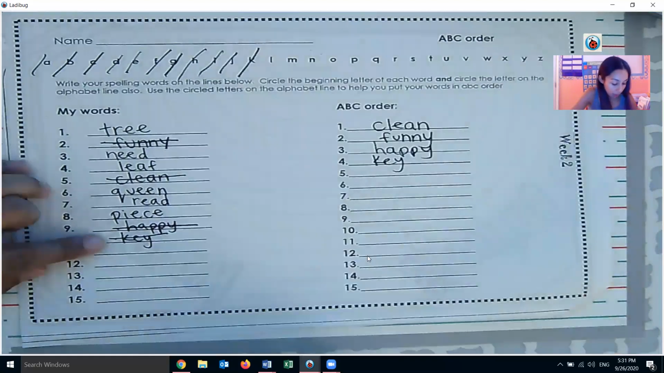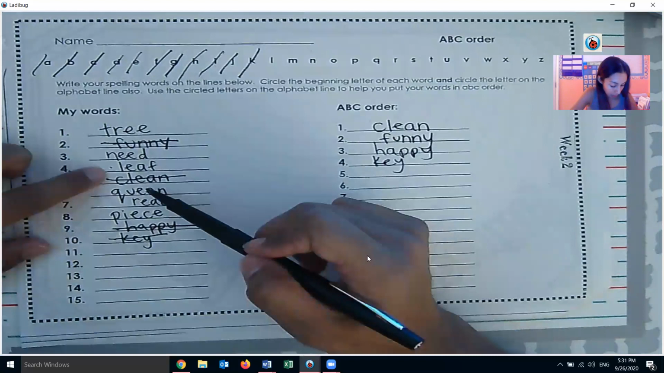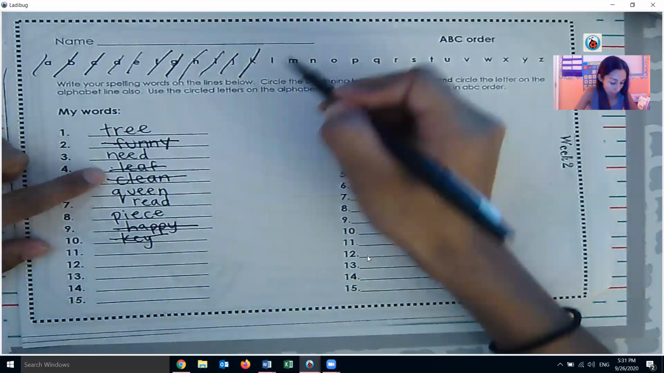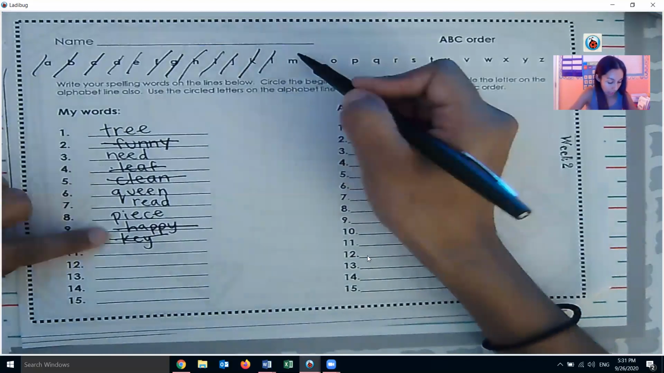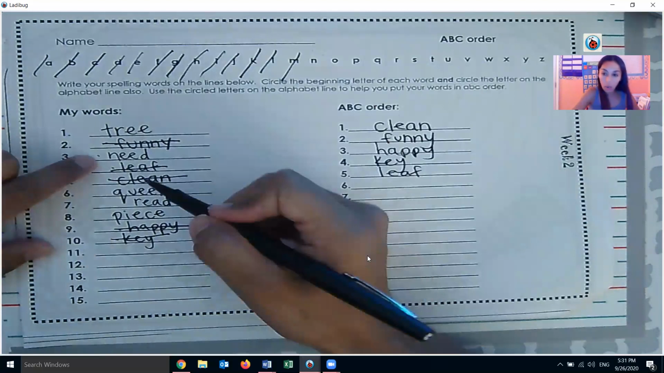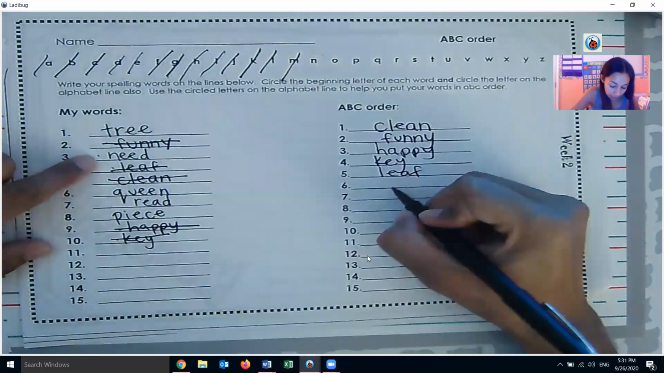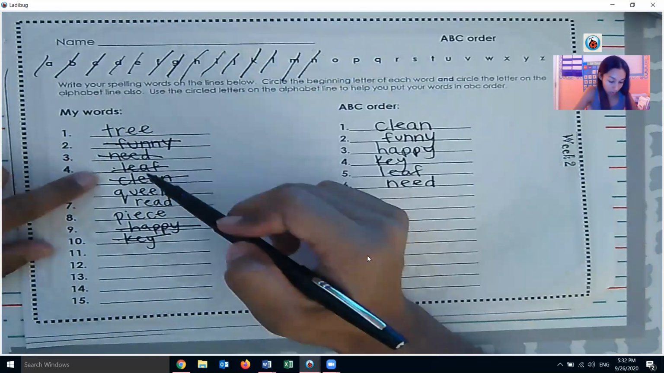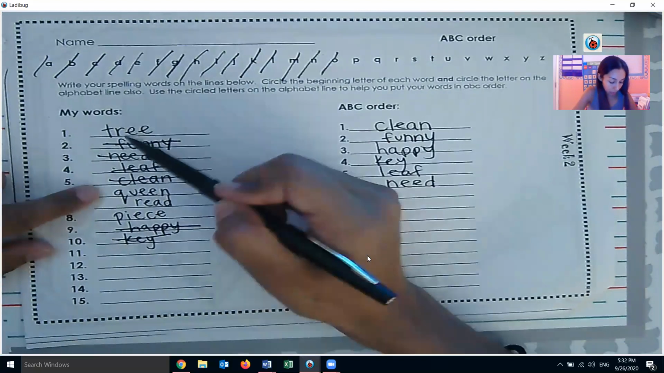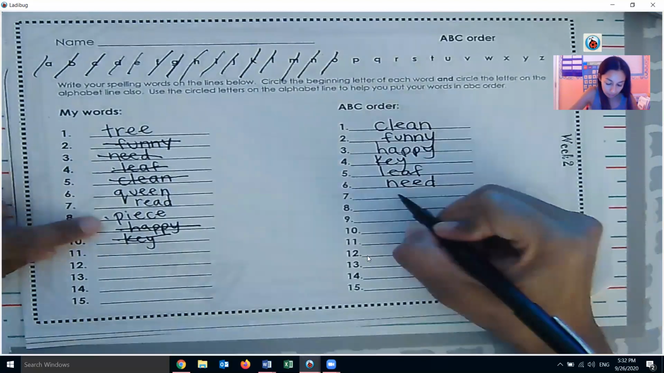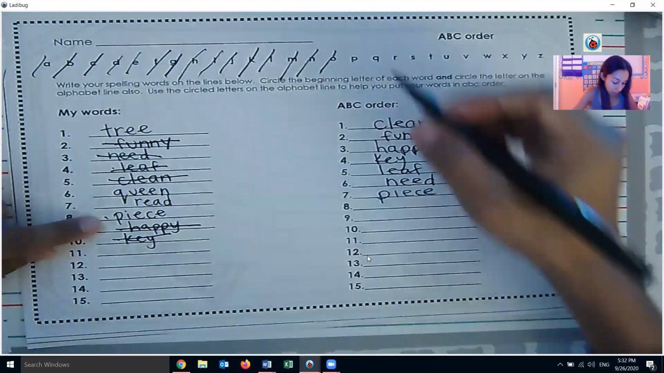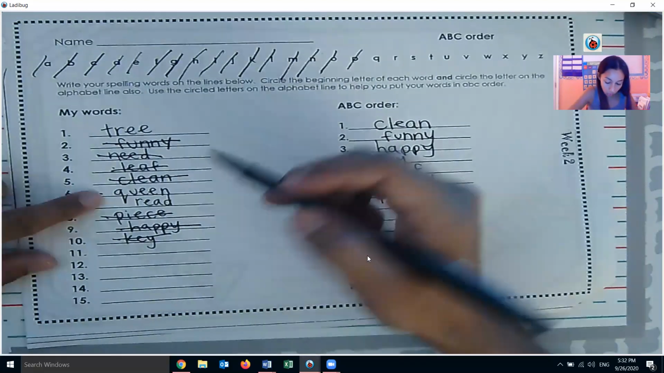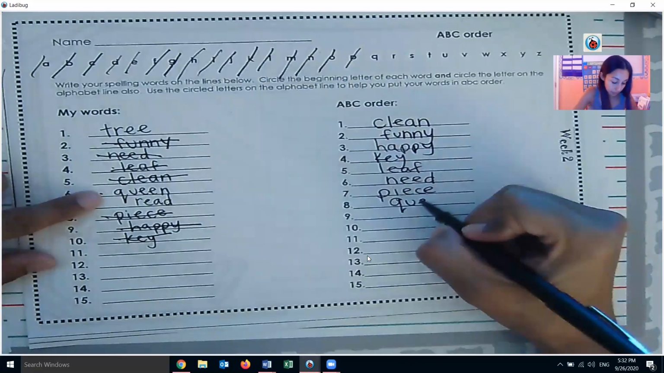Keep going here with L. L, oh, there's one L. Need more L's? Nope. So I'm going to write leaf. M, no M's. N, oh, I see an N. No other N, so I'm just going to write need. Cross need off. O. Nope. P's. Oh, there's one P for the word peace. Q. Oh, there's queen. It looks like just one letter Q for queen.